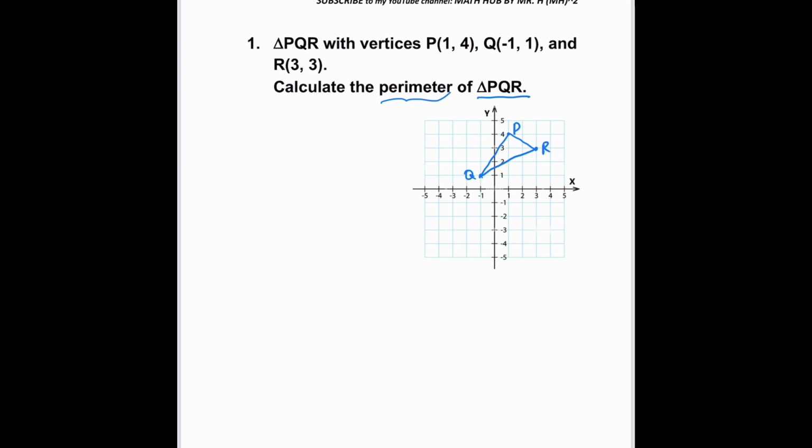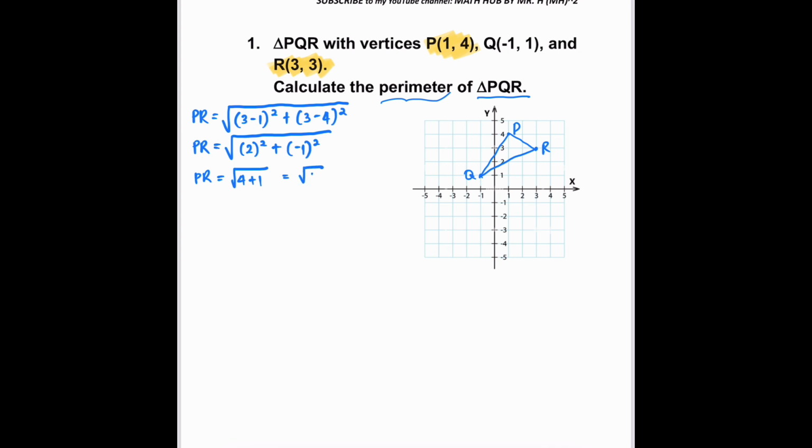All right, so let's start our calculation. Say we start with side PR. So we're using point P and point R. So (3 minus 1) squared plus (3 minus 4) squared. And we simplify. 3 minus 1 is 2, so that's 2 squared. 3 minus 4 is negative 1. Then we continue simplifying. 2 squared is 4, and negative 1 squared is 1. So the length of side PR is square root of 5.